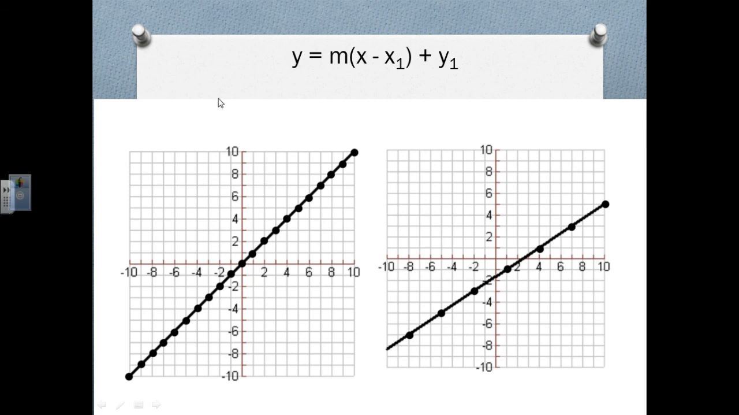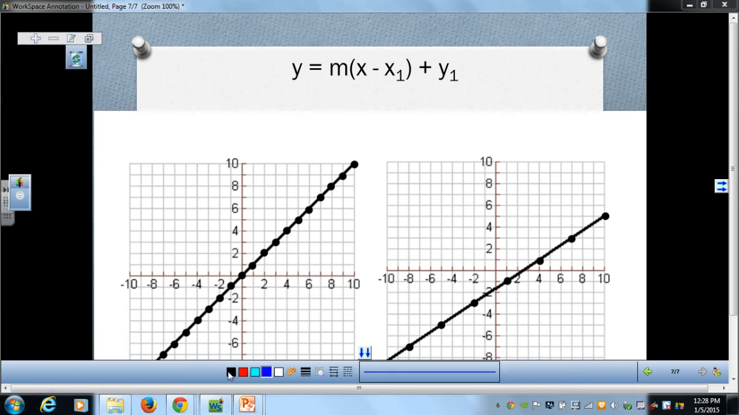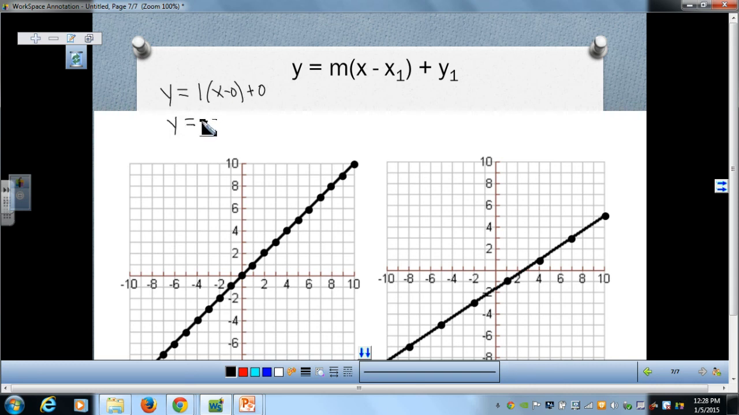Once again, go ahead and pause the video, attempt these two on your own and then compare them to the work that I'm about to do. So for our first problem, our slope is 1. And then the point I'm going to pick this time is (0, 0), which is the origin. So x minus 0 plus 0. And notice that if I were to simplify this, this would just give me y equals x. Pretty quick, pretty straightforward.